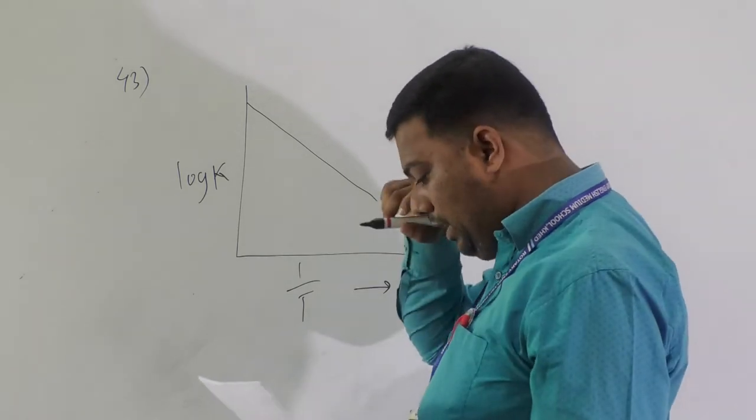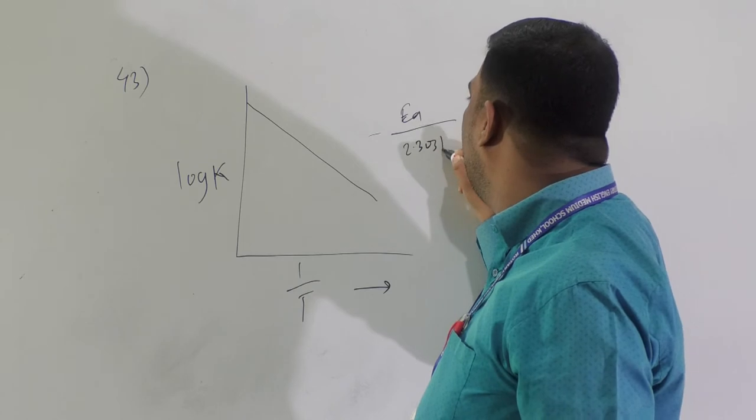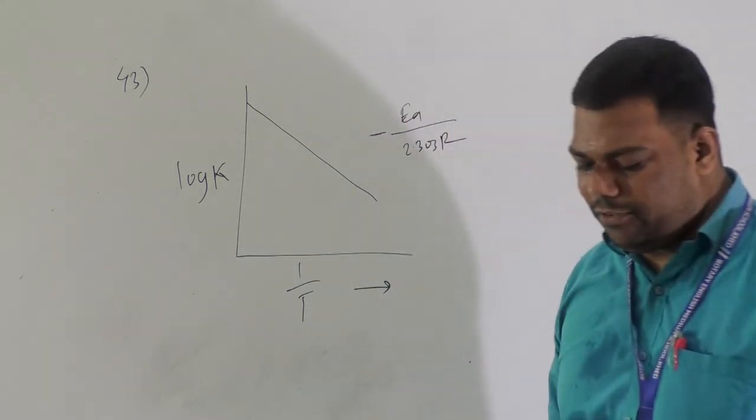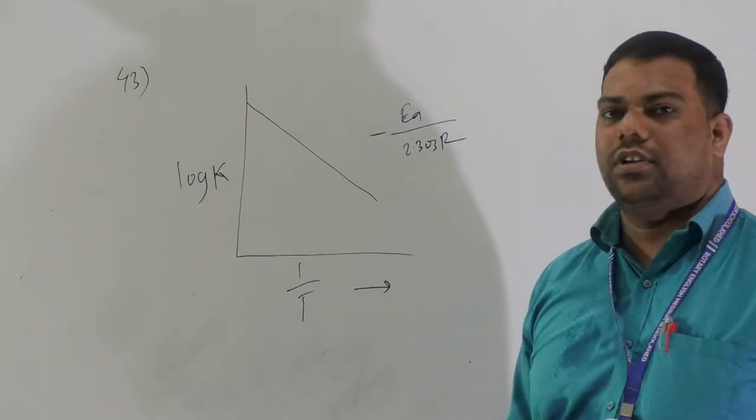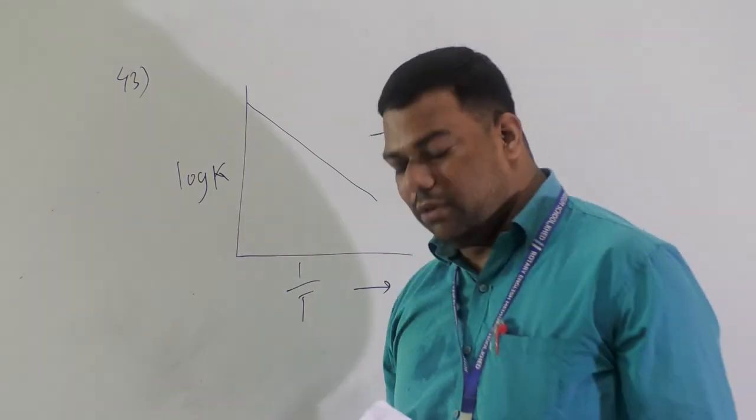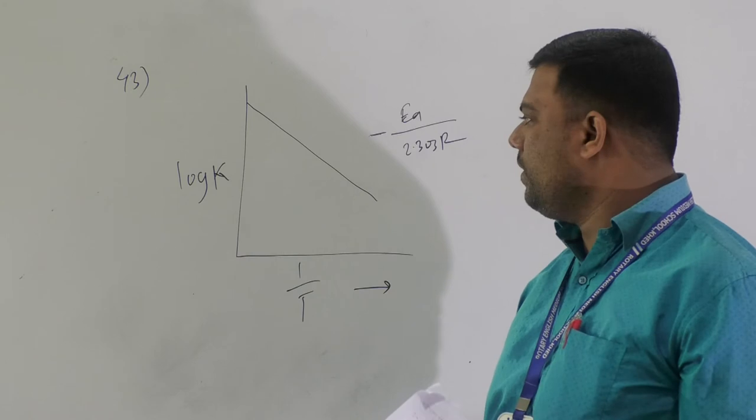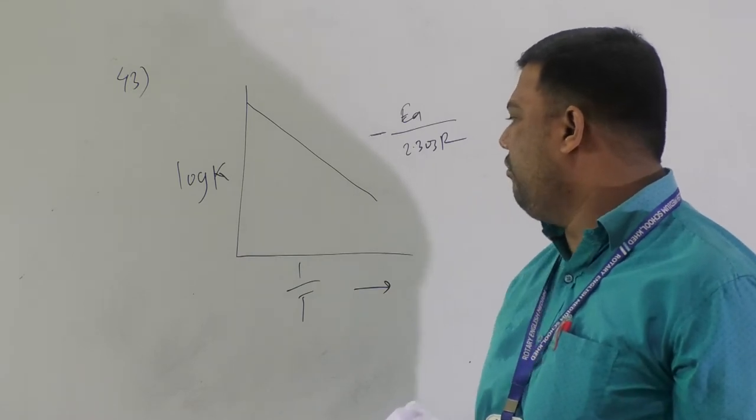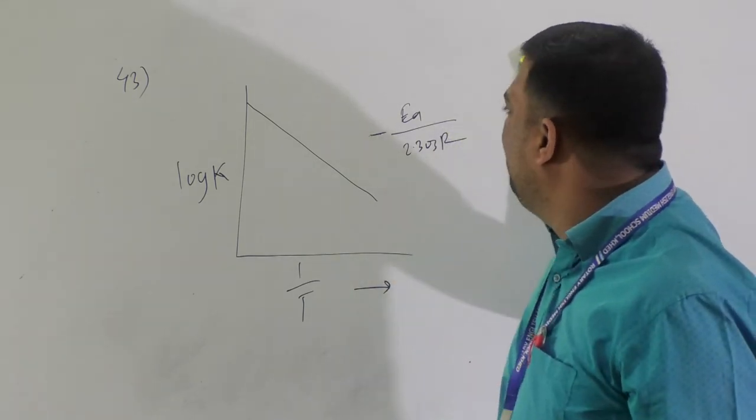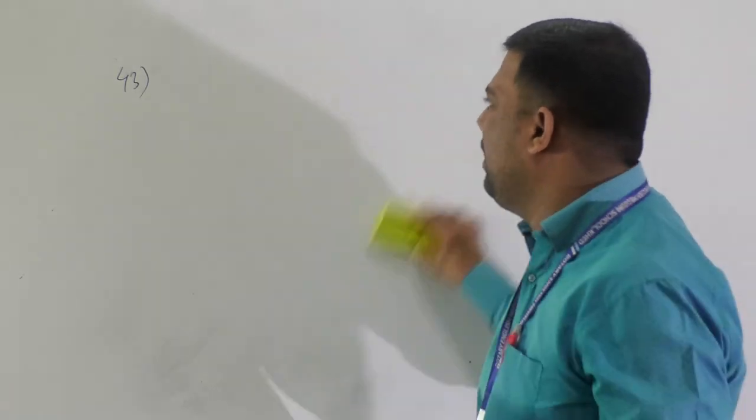Okay, this is your graph, and here your slope you will get. Okay, it is minus Ea divided by 2.303 R. Minus. Okay, so it is a graph of your Arrhenius equation. So this is present in your JEE notes also. Sir gave this directly. Okay, with this graph, 1 by T, this graph gives the energy of activation, the formula that we derive on the basis of this graph.